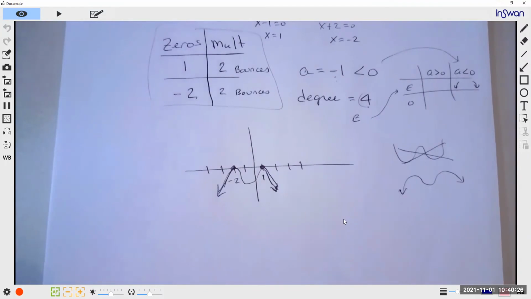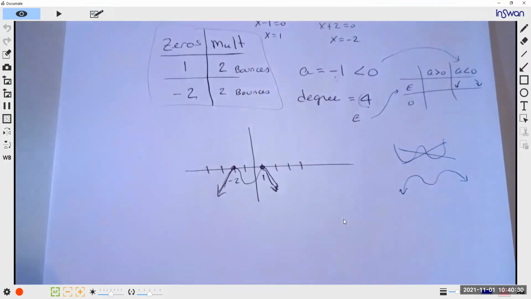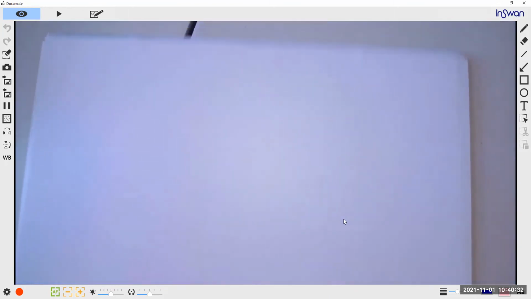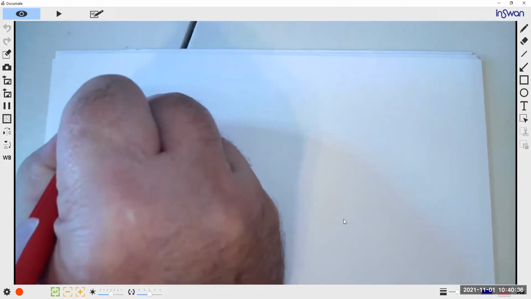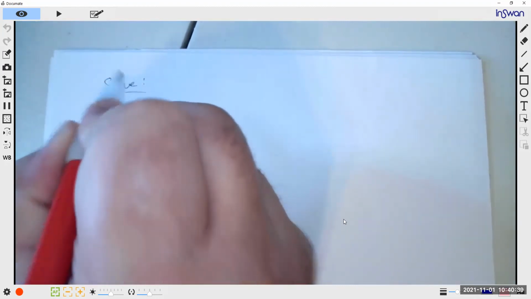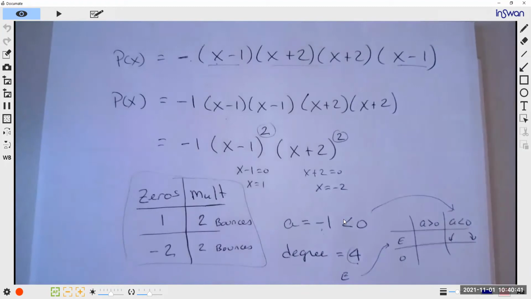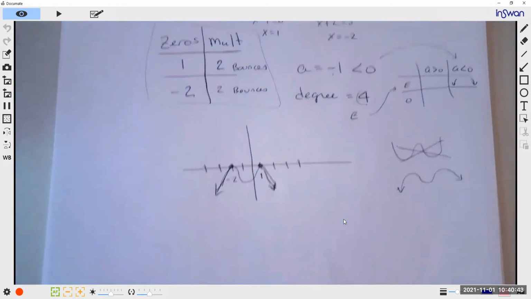Now let's start factoring our own equations. Mister, can I say one more time the graph, please? Yes. Thank you. You're welcome.